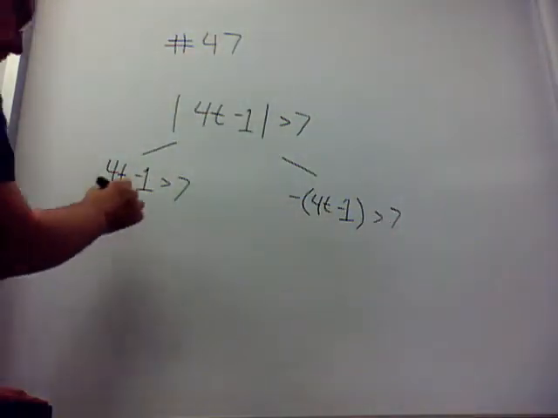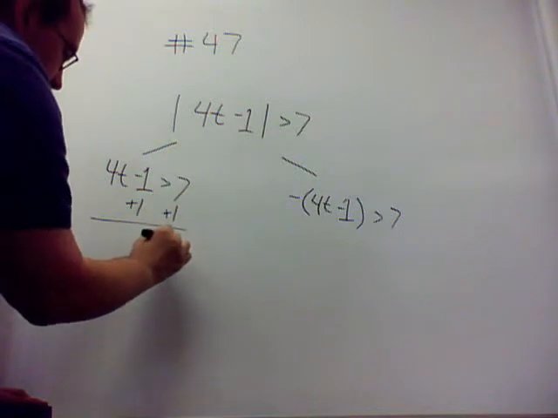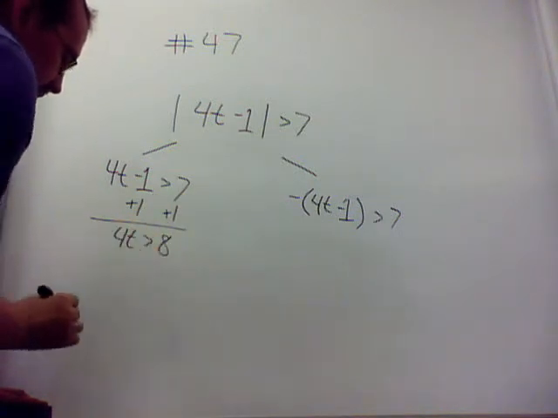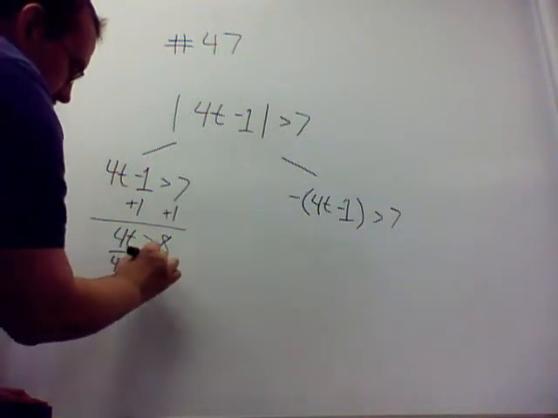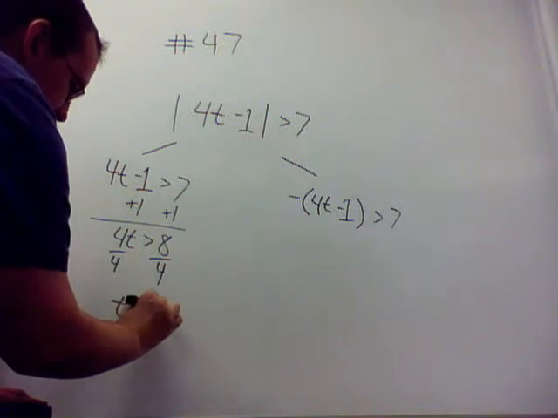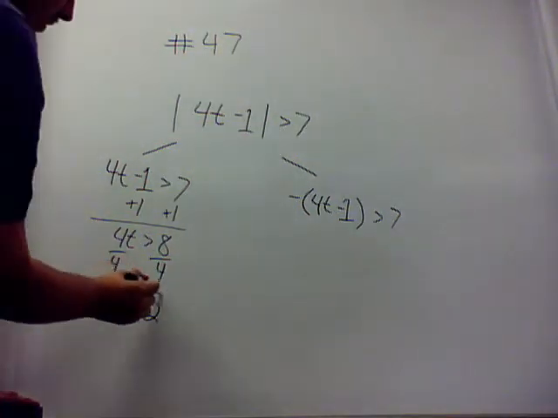Now we're just going to solve. Add 1 to both sides. 4t is greater than 8. Divide by 4. t is greater than 2. Okay? So that's one answer.